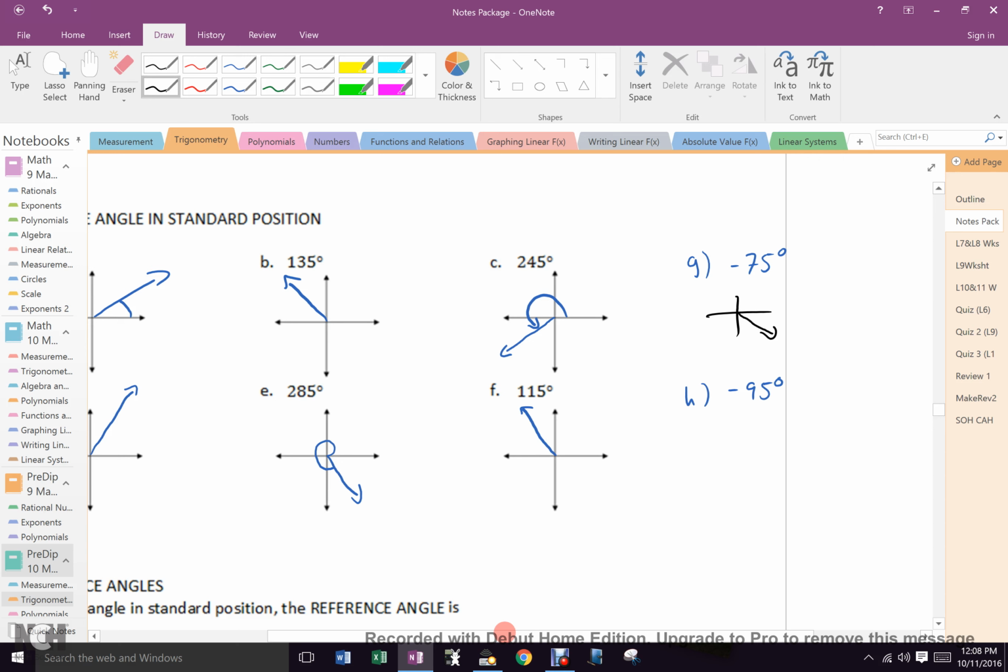What do you notice? They're in the same quadrant, so you can have a positive and a negative angle ending up in the same spot. Do we all understand that? Excellent. And negative 95, where would it be? Third quadrant, because I got to go 90, but just a little bit past it. Is everybody good? All right, I'm not going to ask you to draw it, but use your brain.